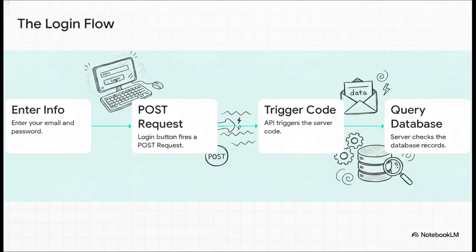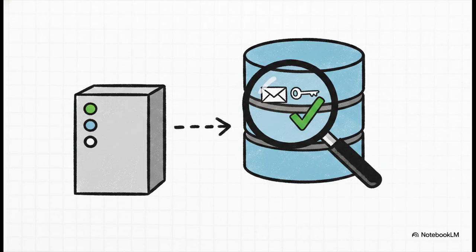Step 3, the API arrives at the business layer in the server and triggers the exact piece of code responsible for logging people in. Step 4, that code now needs to verify you, so it reaches way down into the database layer. Completely invisible in the background, an actual SQL database query starts running. The server code essentially asks the database, hey, look into the users table. Do you have a record where the email matches the one provided and the password exactly matches the one provided? The database searches through its millions of rows.